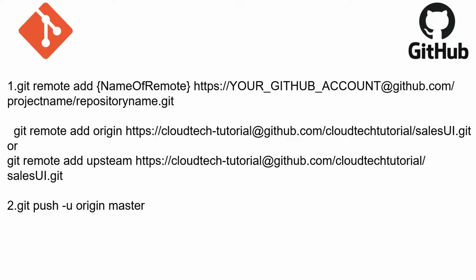These are the 2 names we usually provide. This will help in case you have multiple remote repositories. So add git remote add origin space, then the URL of the GitHub repository. If we further break down the URL, the first part will have your GitHub account name, then github.com/project name/repository name.git.